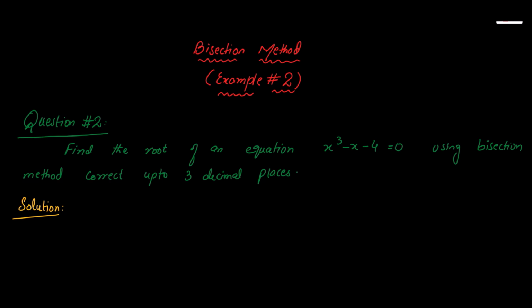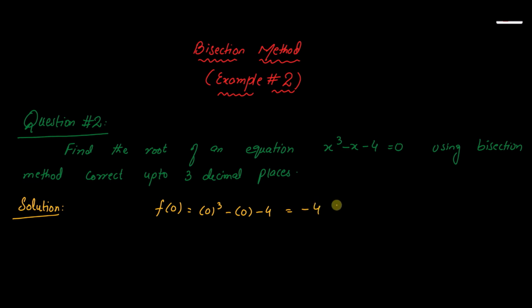But we are not provided with the interval. So first of all, we need to find the interval with the help of the hit and trial method, and after that, we will apply the bisection method on it. According to the hit and trial method, we substitute values starting from 0 into the function in order to get two function values with opposite signs. So if I start putting in 0, we will get 0 cube minus 0 minus 4.